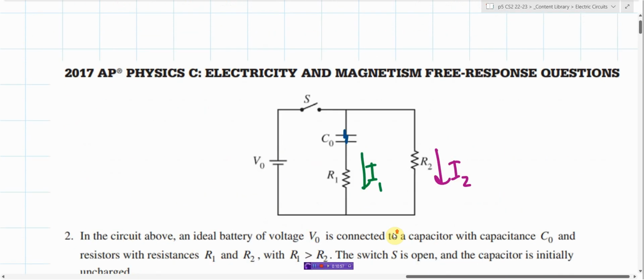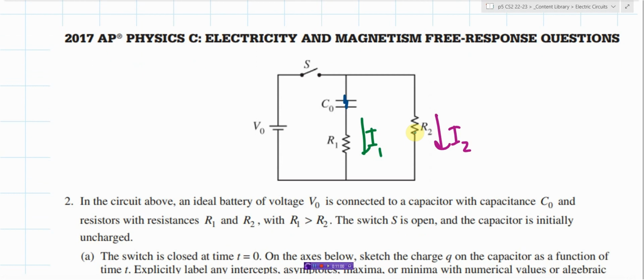I2 is the current through the other resistor, but this one has nothing to do with the capacitor right now. This is basically just this branch all by itself. It also would have V naught across it because it is parallel with V naught, and it has resistance R2. So the current is going to be V naught over R2, but it's independent of this middle bit. It's almost like the middle bit isn't even there and you're just going around and around.